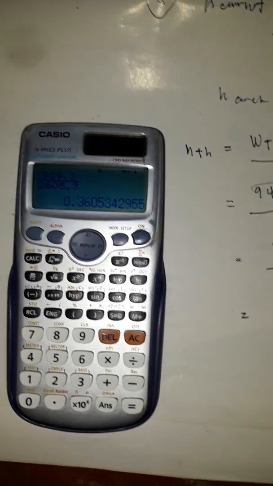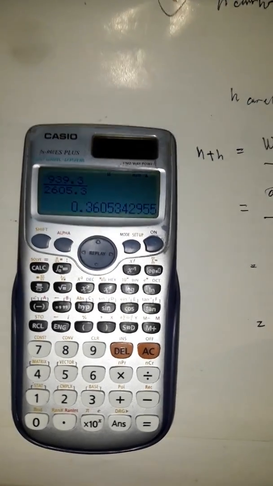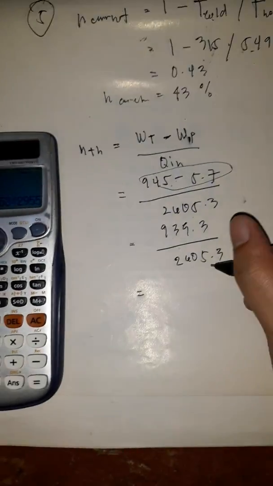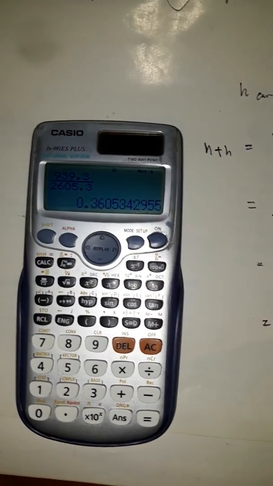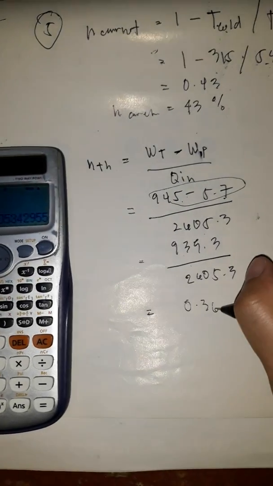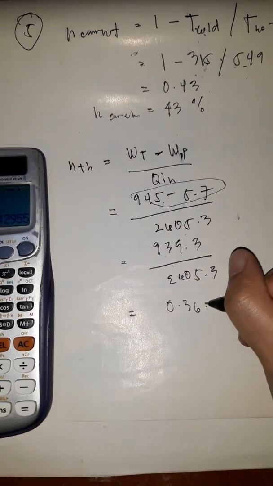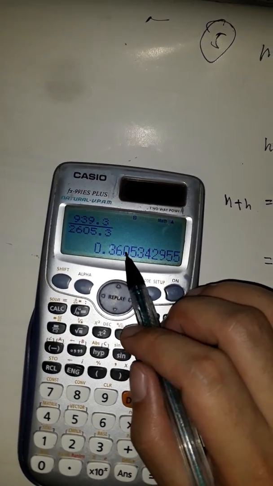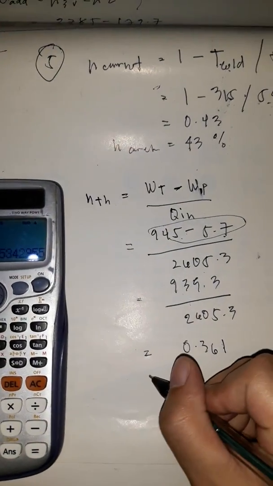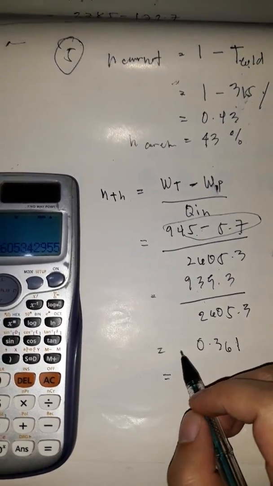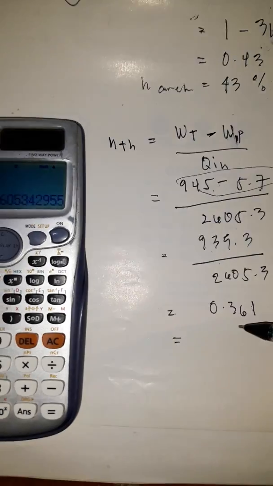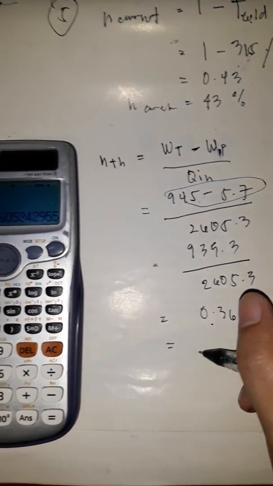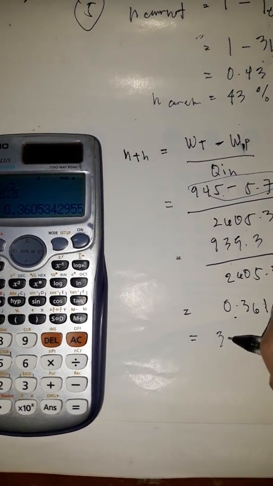So we have the thermodynamic efficiency of 0.361, or 36.1%, since this is the thermodynamic efficiency, we have to convert this into percent.